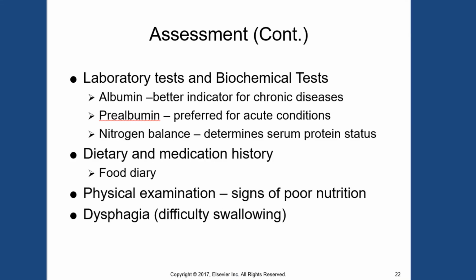Some of our assessment factors would be their albumin, pre-albumin, although those are not completely indicative of nutrition. They can kind of help guide us as to whether or not we think our patient is malnourished. More important would be nitrogen balance. It can be calculated to determine what the serum protein status is, and we know protein is very important for healing.